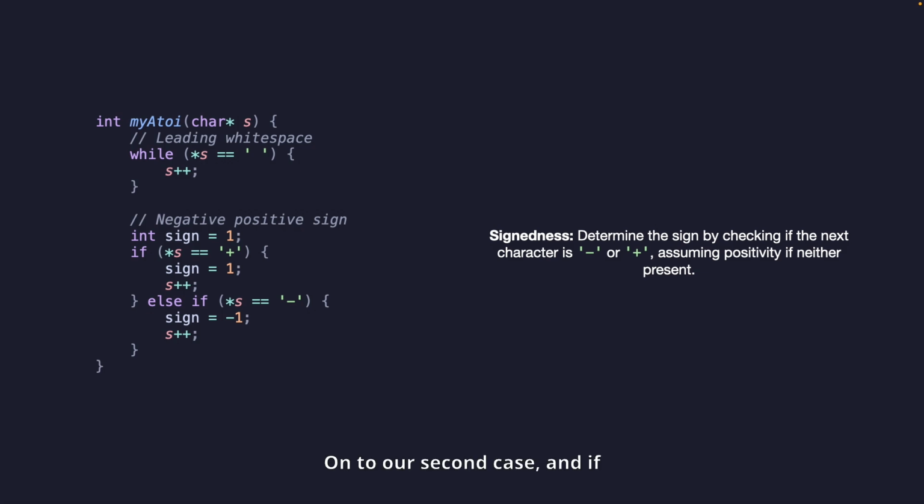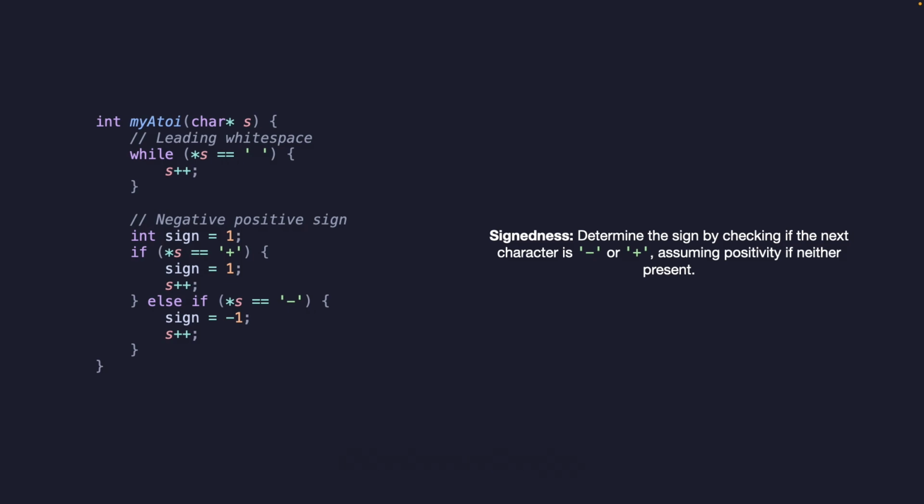On to our second case, and if you notice from the previous animation, we stopped at a plus sign. What that means is that we're going to determine the sign of the actual number provided in the string. If it's a plus sign, the number is positive, and if it's a minus sign, it's a negative. And we store this in a sign variable, which can also be a boolean, but in my case, I decided to opt for an integer.